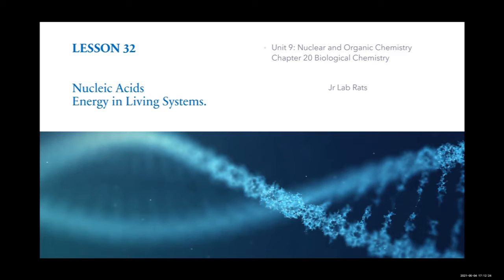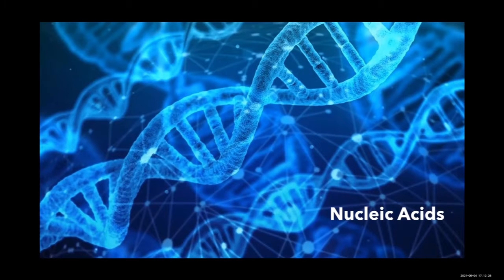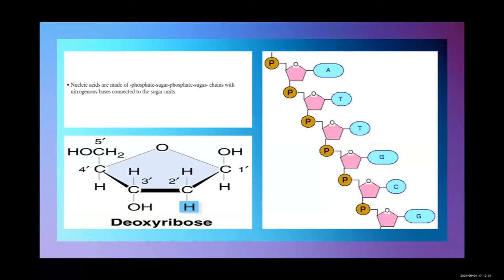So lesson 32, nucleic acids and energy in living systems. Alright, so what are nucleic acids? Nucleic acids are made of a phosphate sugar chain with nitrogenous bases connected to sugar units. So if you look over here, what you have is a phosphate sugar, and these are the nitrogenous bases, or what we're going to refer to as our nucleic acids.